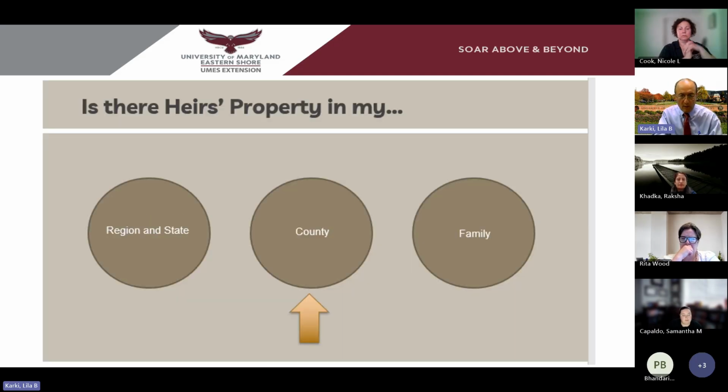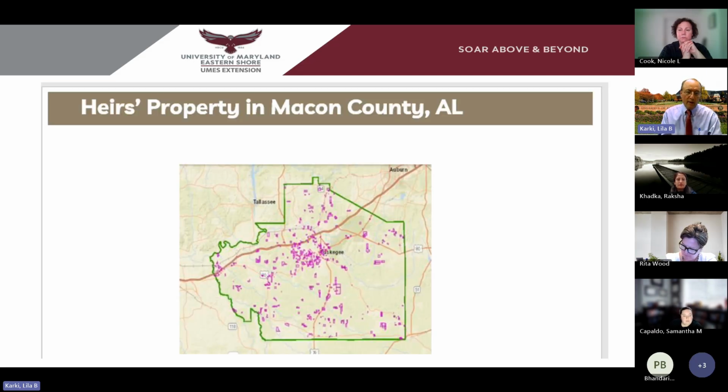And when we talk from the county level perspective, you can see an example of Macon County, Alabama. All these dots mean the number of heirs property in that particular county, which is one of the counties with the highest number of heirs property issues.